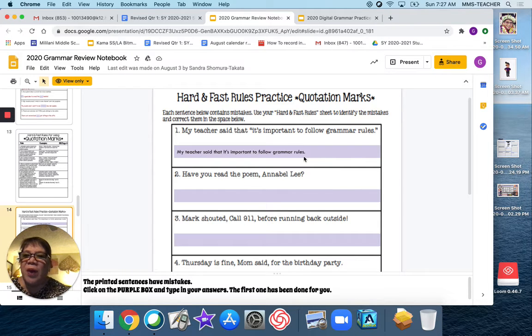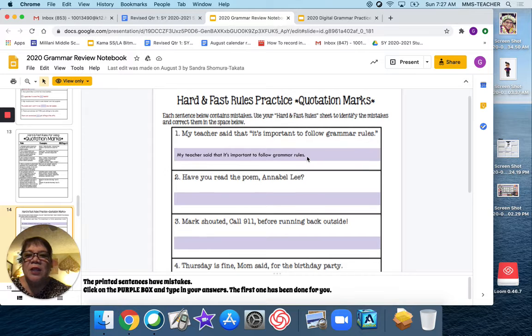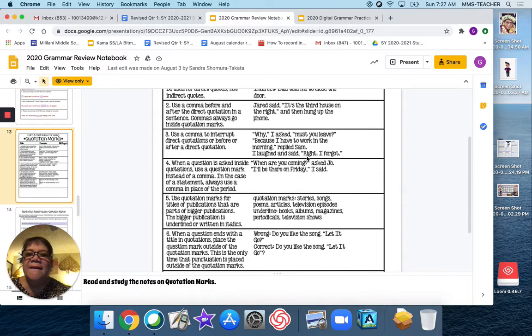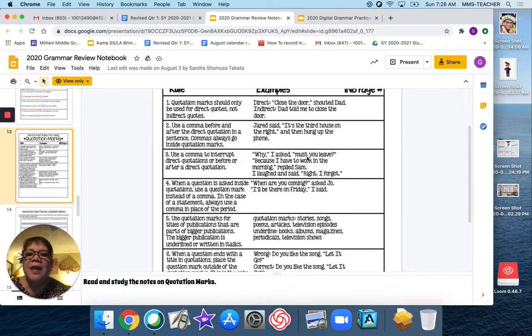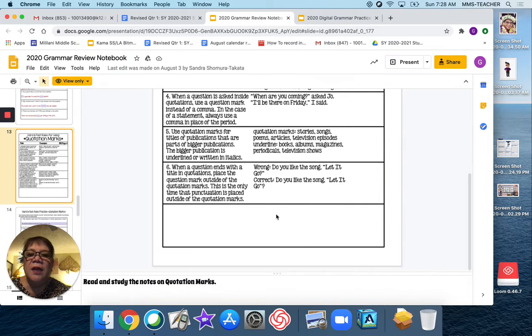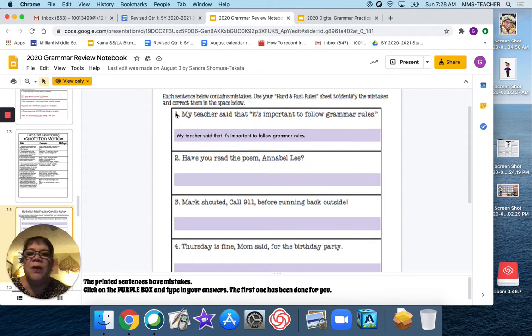Now, why did I rewrite it like this? Okay, look back at your rules. I believe it applies to rule number 1, because it says you will use quotation marks only for direct quotes, not indirect quotes. Okay, and if you look at the examples, this is an example of an indirect quote because it says my teacher said that, so you shouldn't have any quotation marks here. Okay, let's look at number 2.